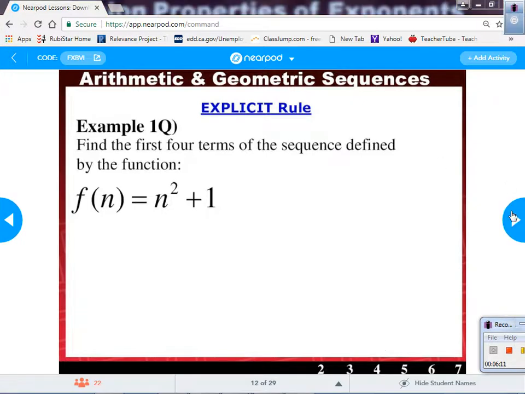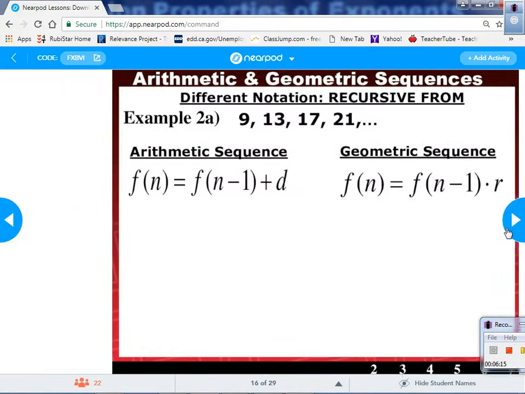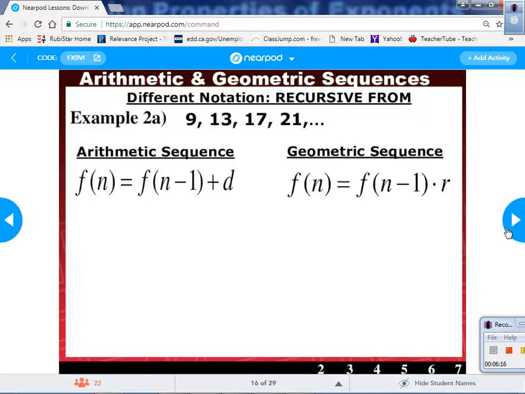Okay, so that's explicit rule. However, where some of you are starting to get lost is when we get to recursive form. Now for recursive form, I want you to stop what you're doing and look up to the screen, please, or you're going to miss it.